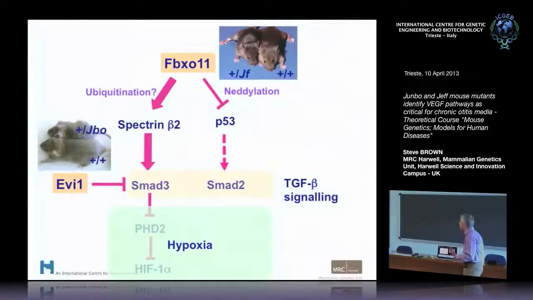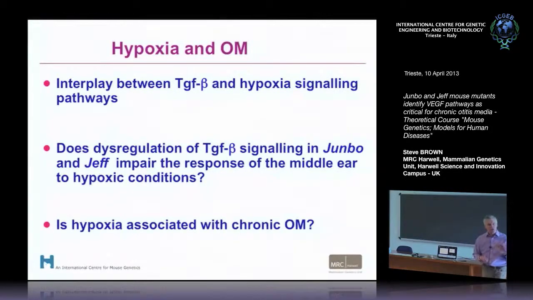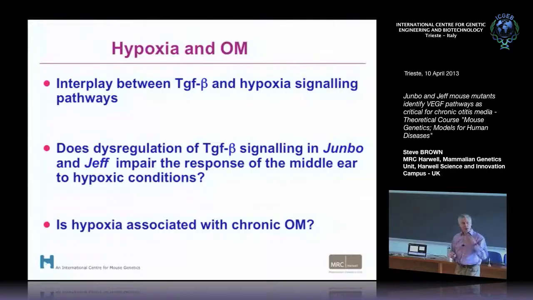So I'll summarize that in the next slide just to let you digest that particular hypothesis. Our hypothesis is that hypoxia is a critical determinant of the development of this chronic inflammatory state in the middle ear. We know that there's an interplay between TGF-beta and hypoxia signaling pathways, and we surmise that dysregulation of TGF-beta signaling in Junbo and Jeff impairs the response of the middle ear to the hypoxic conditions that develop.